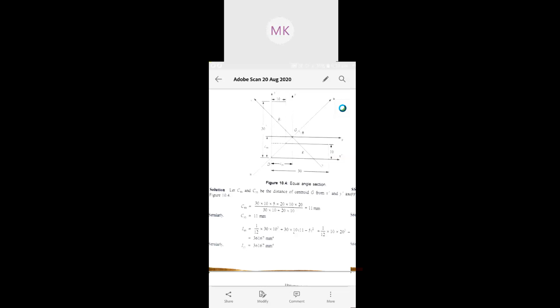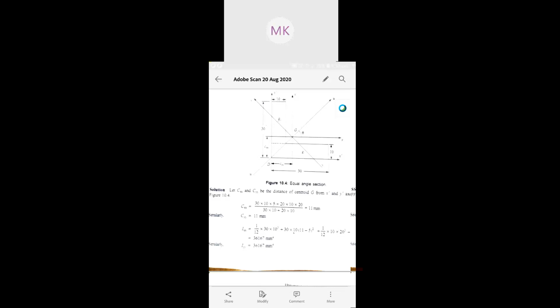Okay, so all of you got this? How we need to find out A1 and A2? A1 will be 30 into 10 and A2 will be 20 into 10. And what will be the unit? Square millimeter. What about the other students?